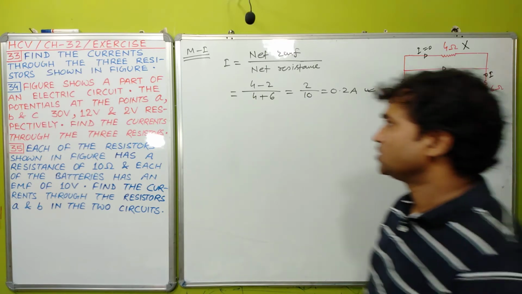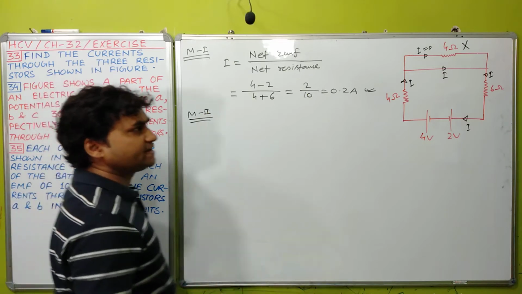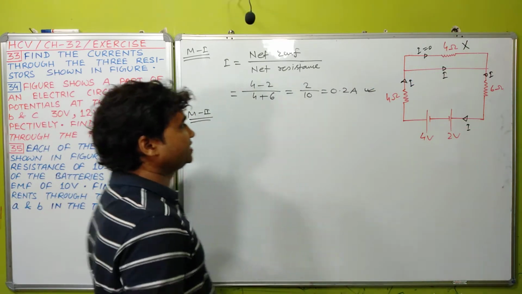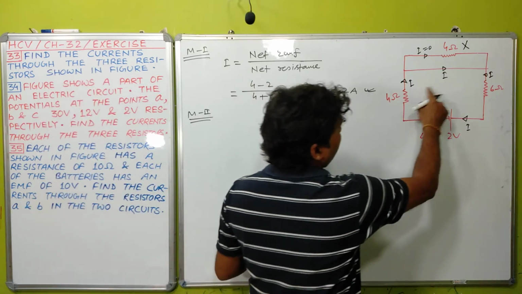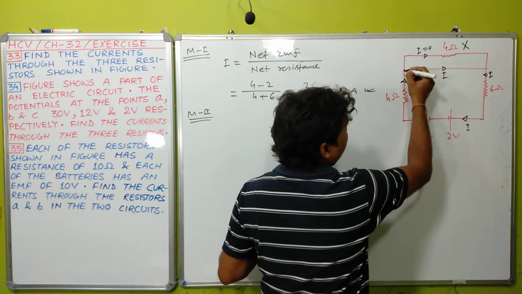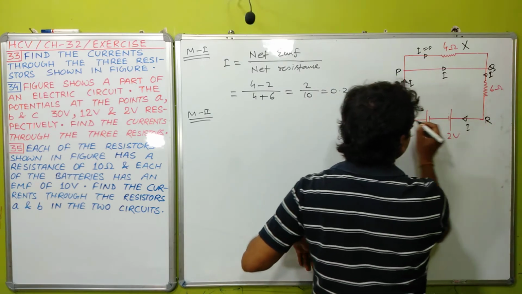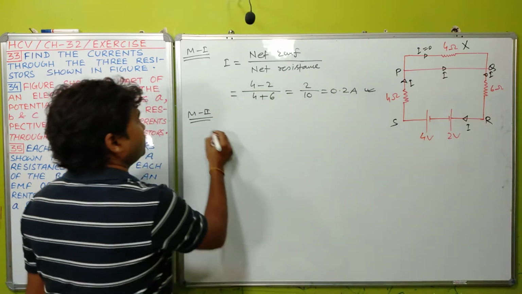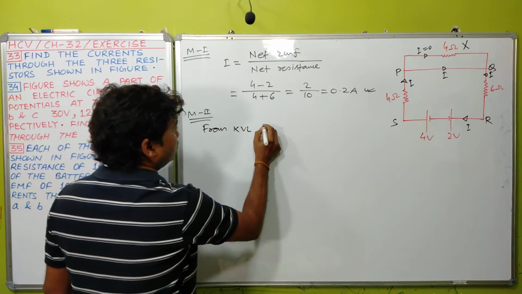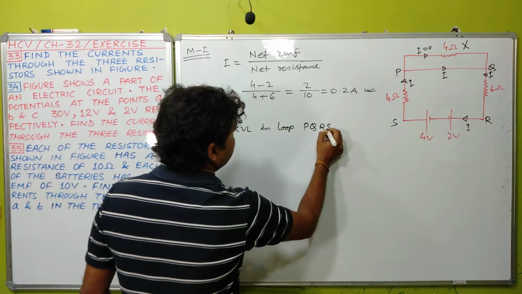What may be the second method? It's very clear that the current flowing through this 4 ohm resistor is 0 due to short circuiting. Now for finding the value of I, you can also apply KVL in this loop. Let this loop be P Q R S. From KVL, Kirchhoff's voltage law, in loop P Q R S P.